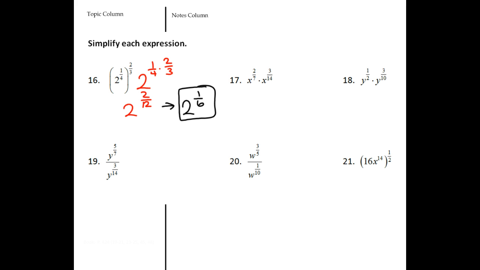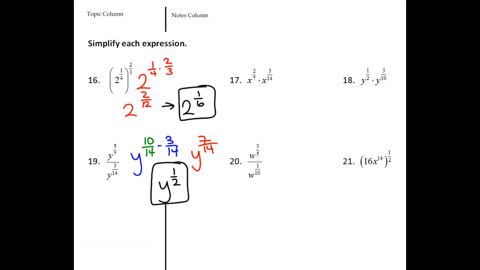All right, let's do number 19 here for you. So remember, number 19, we have division, so we need to subtract. So we need to do y to the 5/7 minus the 3/14. But if we look there, we need to get common denominators. So my 5/7, I'm actually going to change to 10/14. When we subtract, remember we subtract the numerators, so we get y to the 7/14, which again we can simplify to simply be y to the 1/2 power. Now you could rewrite that as the square root of y as well.